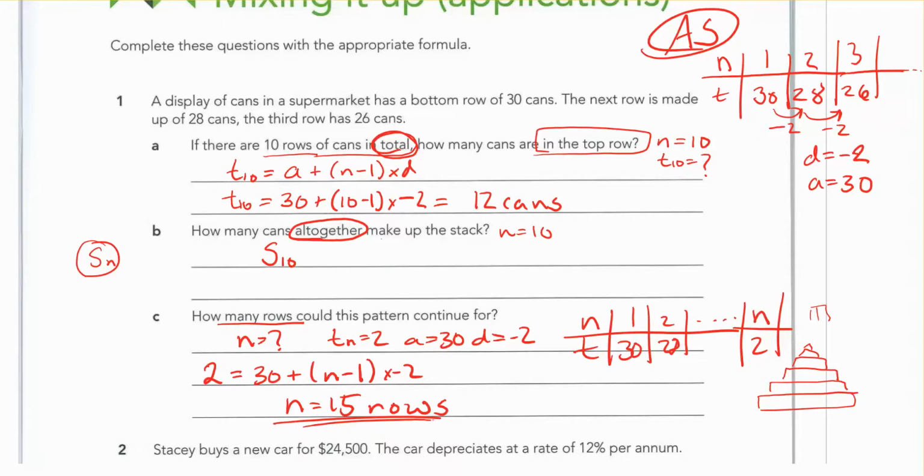So that's just an example for you guys. Work your way carefully through these. Make sure that you're paying attention to, again, the difference between AS and GS and sum and term.